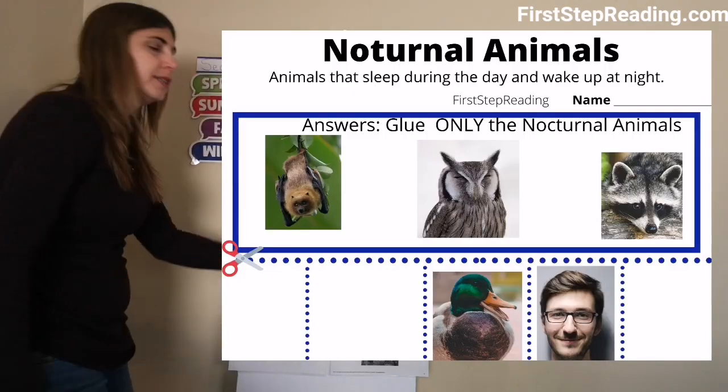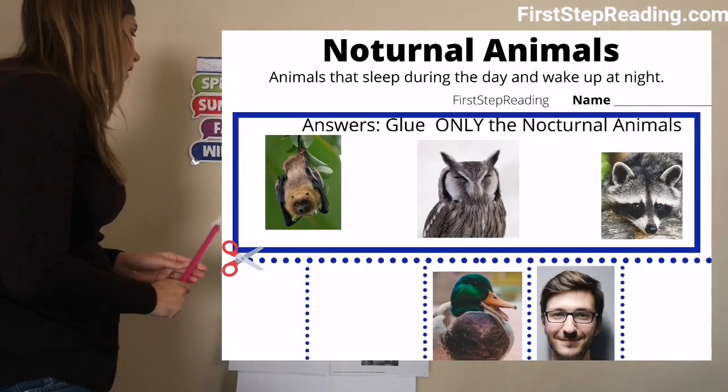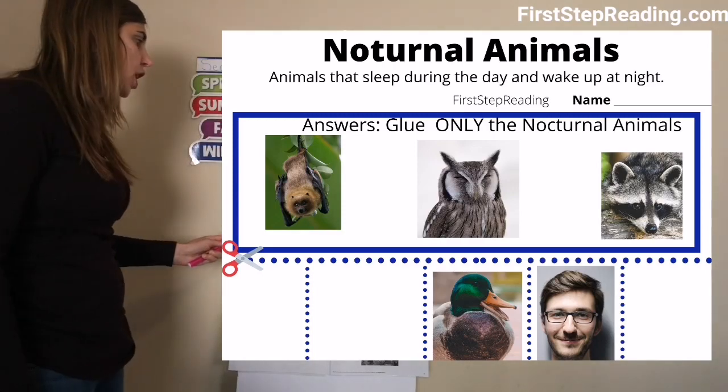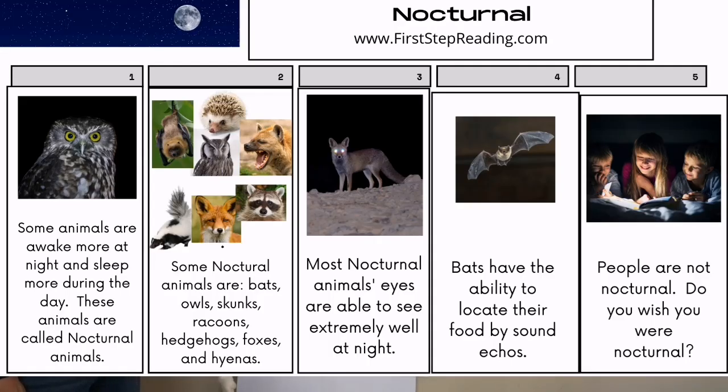Now we're going to move on to science. We're talking about two different things. We're talking about nocturnal. Nocturnal means animals that are most active at night. Are we most active at night or during the day? We're most active during the day. We do most of our things during the day, and we sleep at night.